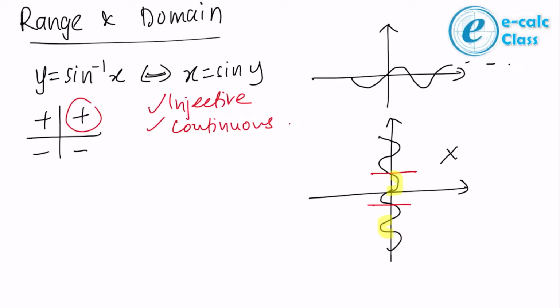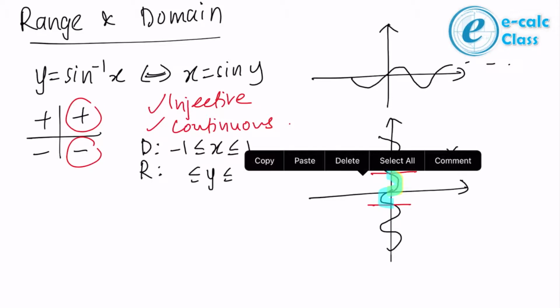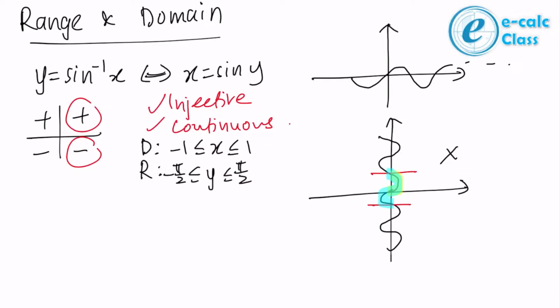So I have no choice but to tag from here, maybe I should use blue color, from here to here, right? Which is the first quadrant and the negative first quadrant, which is the fourth quadrant. Hence the domain will be -1 to 1, right? And the range will be from -pi/2 to pi/2. Okay? So this is for inverse sine.